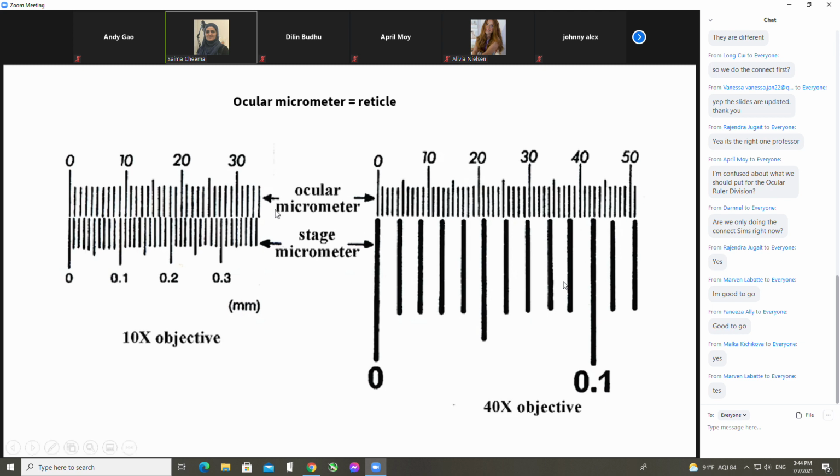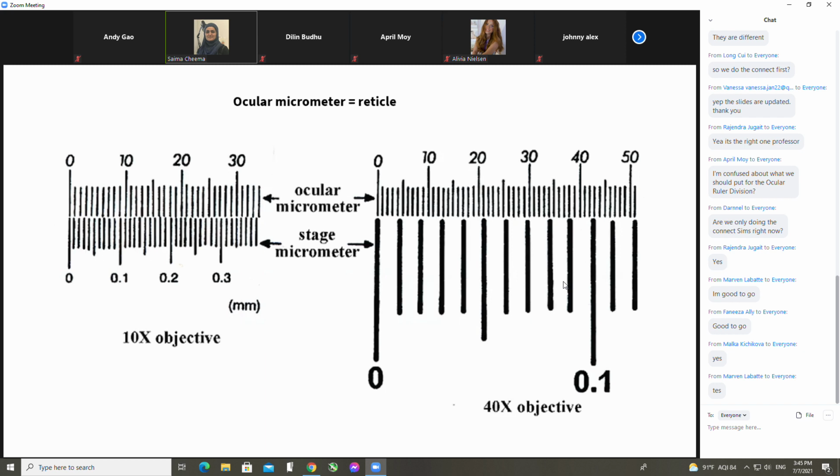So when we look at the ocular micrometer, no matter the objective lens that you have in place, it doesn't change size. It remains the same. And the one that you have on the stage, on a slide, is going to continue to get larger and larger because you're zooming in on it. So under 4x, you're going to see most of it. Under 10x, you're going to see a portion of it. Under 40x, you're going to see even less. And then under 100x, even less.